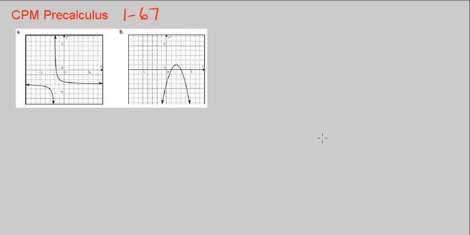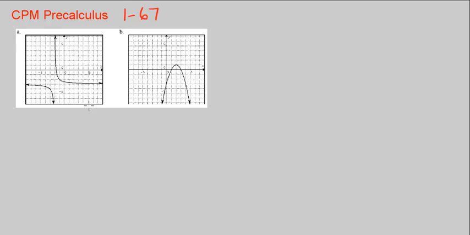This is CPM Precalculus, Chapter 1, number 67. So here we're asked to find the equation of the graph below. Okay, so we have A and B. We want to find the equation stating the parent graph and describing the transformation.